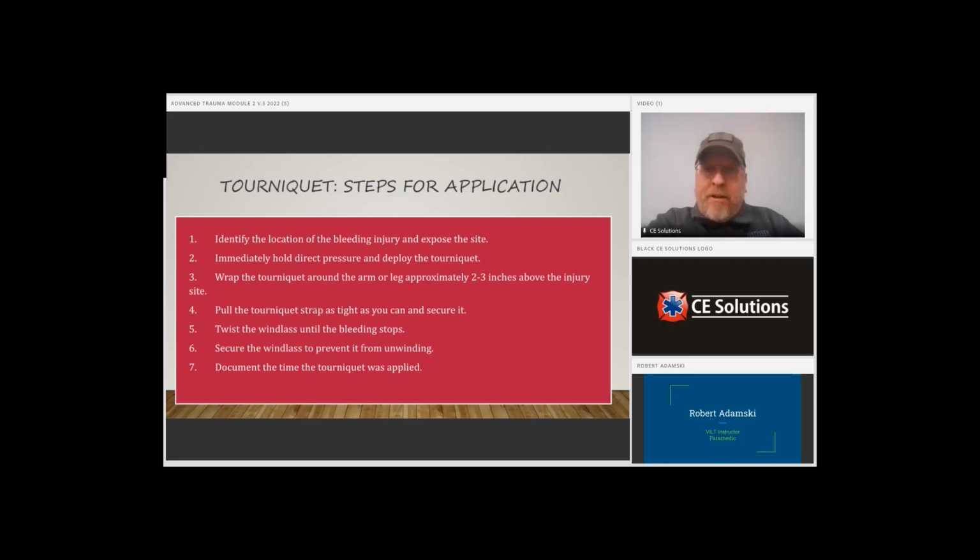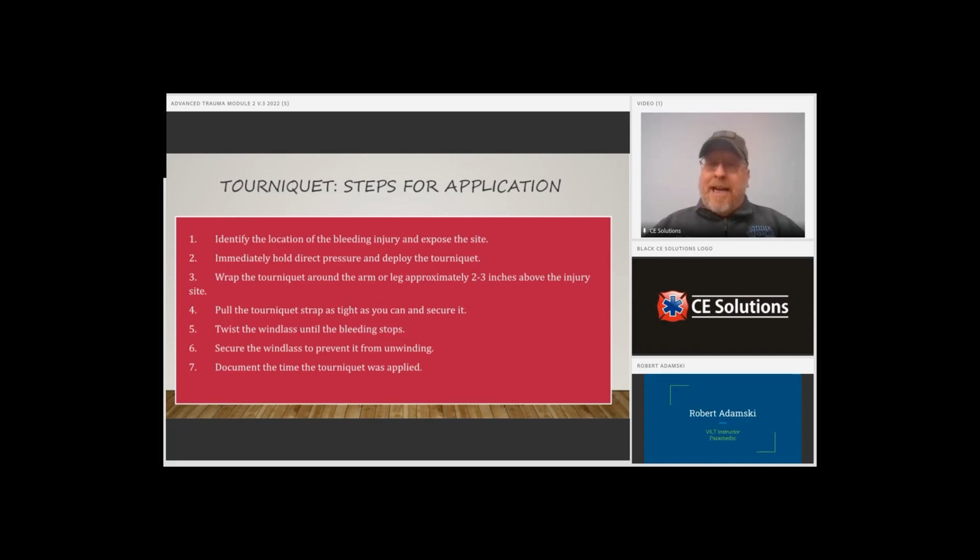If it comes down to the point where we have critical hemorrhage and we need to control it and direct pressure was not sufficient to control that hemorrhage, then you're going to identify the bleeding site and, if possible, expose that site. Next, while you're applying the tourniquet and deploying it, you want to have somebody, either yourself or another provider or even a bystander if you need to, hold direct pressure while you're applying the tourniquet.